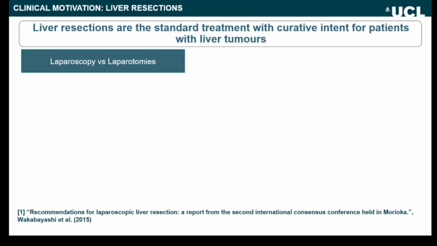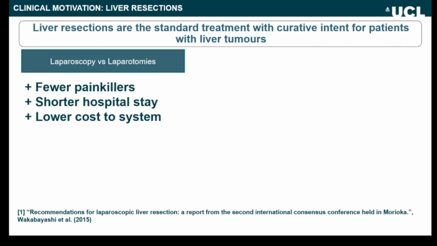These are typically performed by a laparotomy, where the surgeon will create a large incision in the patient's abdomen to have full access to the liver, the tumors, and the associated vasculature during the resection. Increasingly, these surgeries are being performed laparoscopically. Given the minimally invasive nature of the procedure, the patients will typically experience less trauma during the surgery, which leads to less use of painkillers post-operatively and a shorter hospital stay. Overall, the laparoscopic approach means that a lower cost is incurred to the healthcare system.